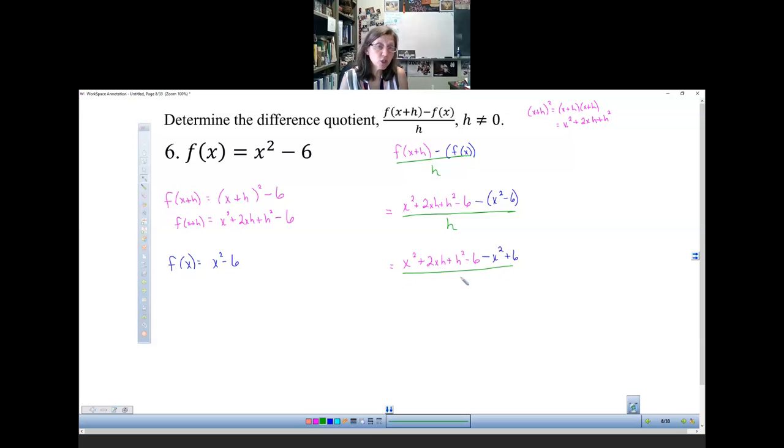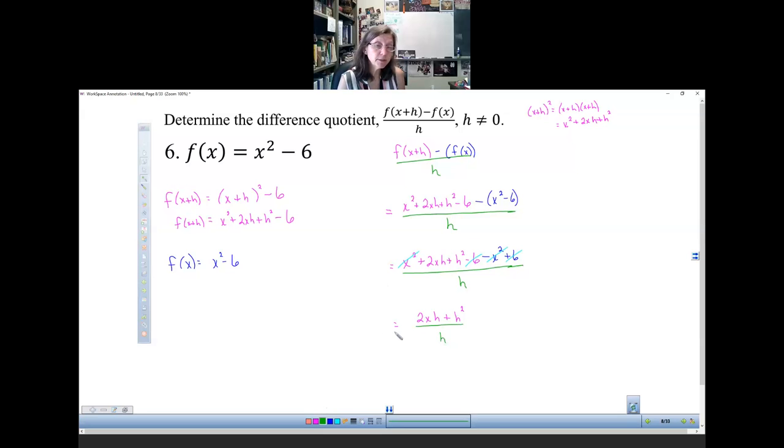If you have done this correctly, every term in the numerator that does not have an h in it should have an opposite. Okay? So I have x squared and minus x squared. I have negative 6 and plus 6. And so the only terms I'm left with in the numerator are 2xh plus h squared. And all of this is divided by h.